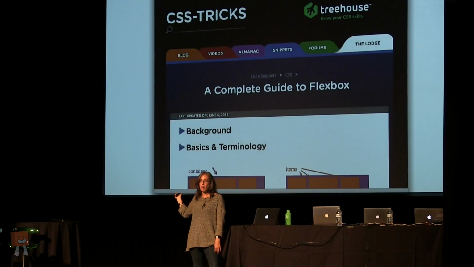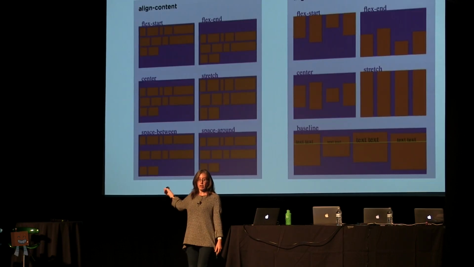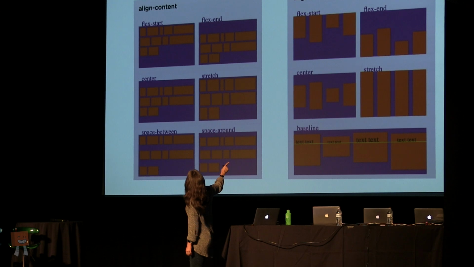Write great fallbacks, do what Jeremy Keith is saying, and you can support older browsers too. There's a cheat sheet at CSS Tricks, the complete guide to Flexbox. I highly recommend it. It's got these great diagrams, which is why I'm talking about it right now, where you can see, like, look at that flex end up in the corner.